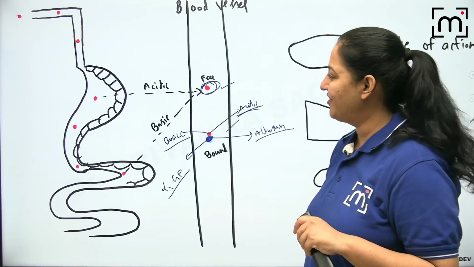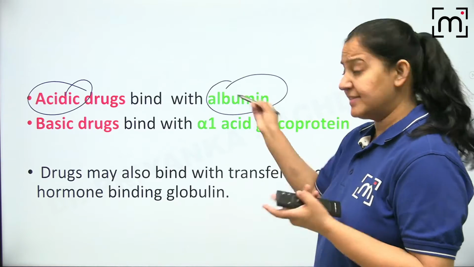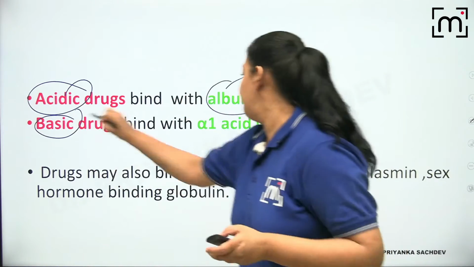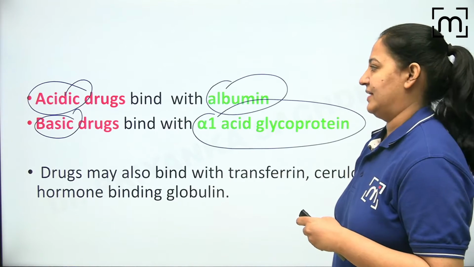How you will learn it? You have to learn it, right? So acidic drugs bind with albumin. It is a protein. And basic drugs bind with alpha-1 acid glycoprotein. It is a protein, right? So that is the thing here.